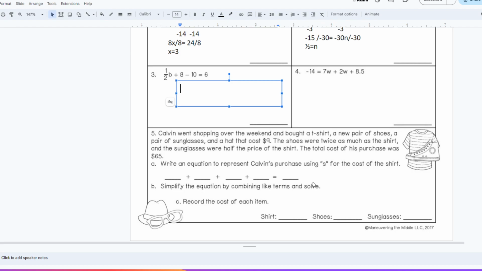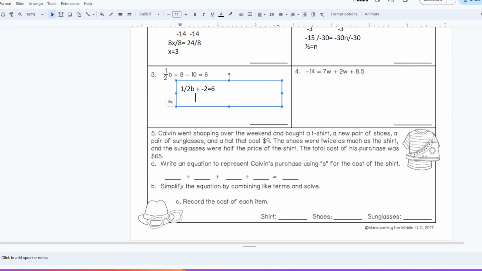Let's do the next one. So the next one, you still have like terms, and they're just regular numbers, constants. So 1/2 b plus 8 minus 10 is negative 2. Remember, 8 minus 10 could be negative 10 plus 8. You can write it either way.